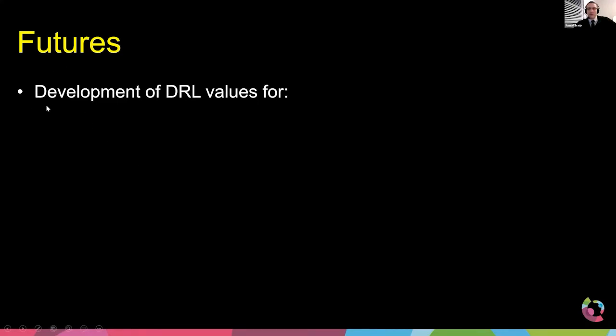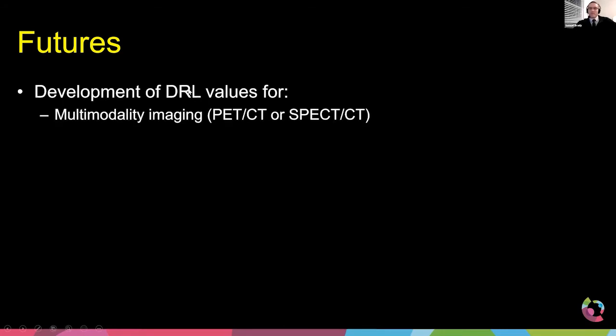So to wrap up, what are some of the futures that are coming that you all need to expect here in Thailand as you continue to work forward establishing all your national DRLs? The first is your multimodality imaging. Obviously, you've started to acquire scintigraphic imaging. And so you've got your technetiums and who knows, your gallium-67s, and whatever it is that you're acquiring to establish your DRLs.